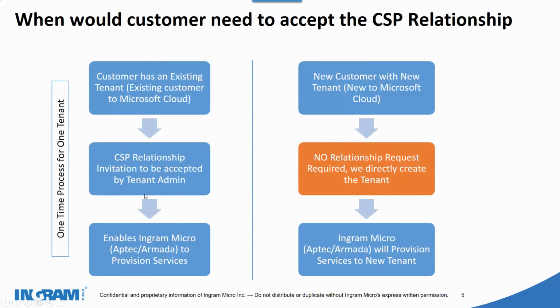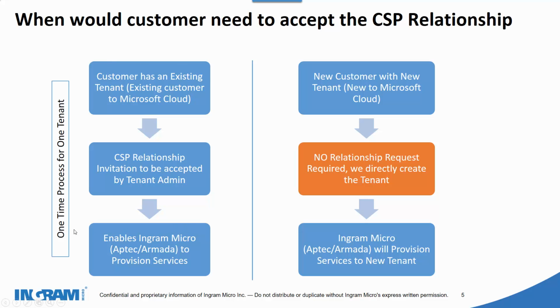So who needs to accept this link, or when do we use the CSP relationship request? There are two scenarios. One is a new customer with a new tenant, a customer who is net new to Microsoft Cloud Services. He doesn't have to be sent this link, so no relationship request is required. We can directly create the tenant, and Ingram Micro, AppTech or Armada, which are our subsidiaries, will provision the services directly to that new tenant.